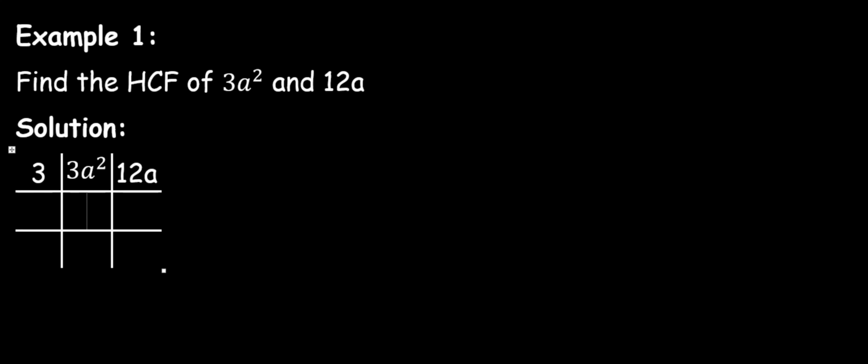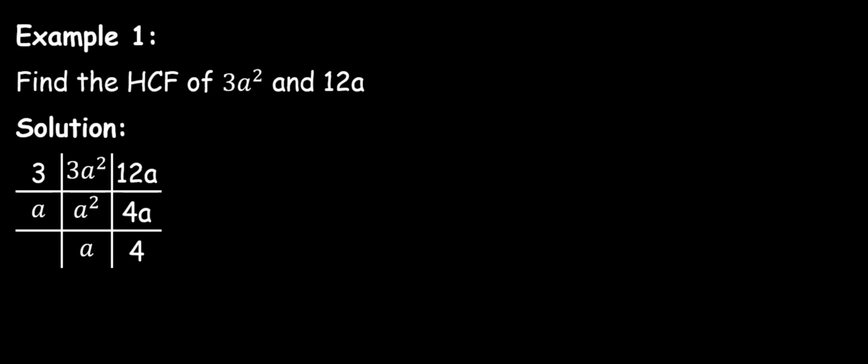3 divide 3a squared, you have a squared. 3 divide 12a, you have 4a. No other numbers can go, but letters can go. A common letter here is a. a going to a squared, you have a. a going to 4a, you have 4.